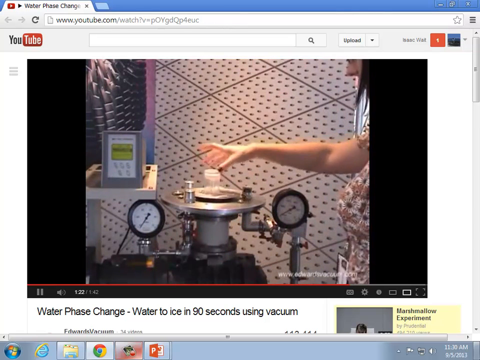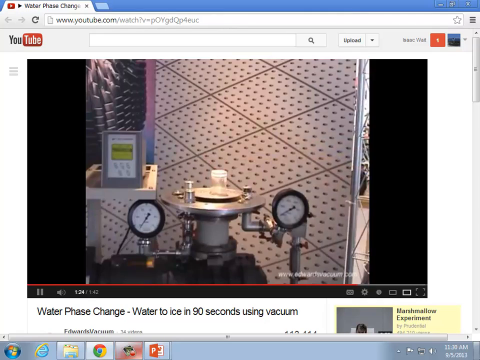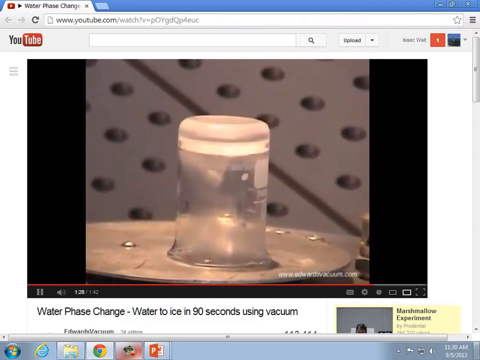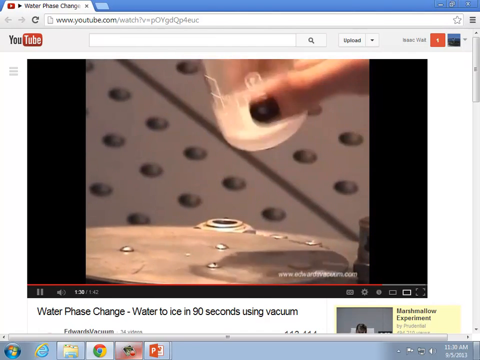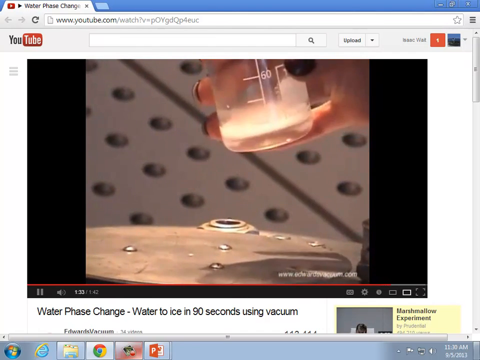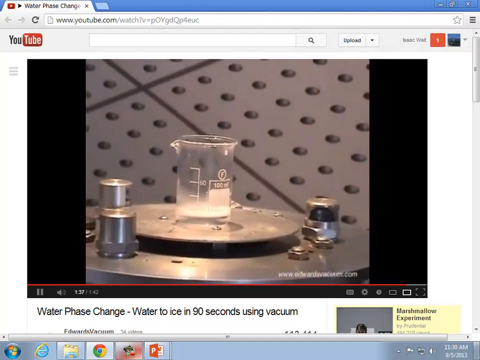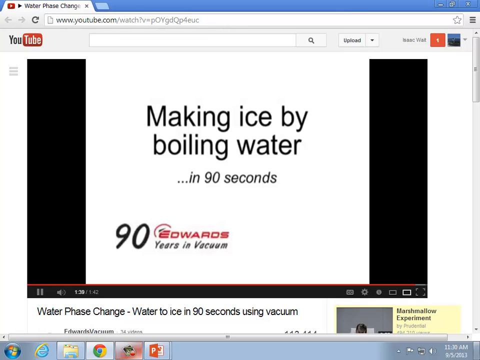And as the pressure becomes lower, the water will eventually freeze. You'll see that even when removed from the vacuum chamber, the water remains frozen. A simple process, but one that's widely used in the pharmaceuticals and food packaging industries.